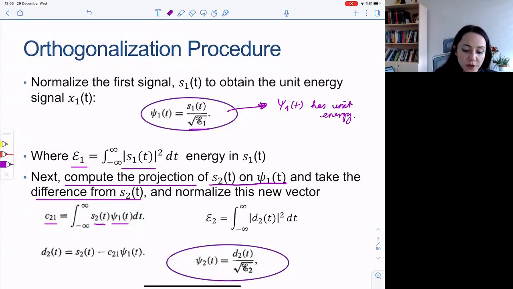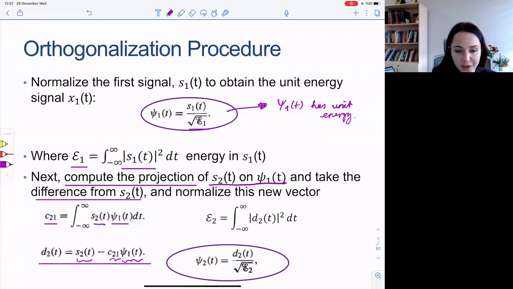essentially, if S2 was orthogonal to gamma 1, it would give us 0, right? If S2 was identical to gamma 1, it would give us the energy of S2. In any case, it's going to give us a number, and we will simply consider the difference of S2 from the first basis function scaled by this number. It's essentially the piece of S2 that is orthogonal to gamma 1.